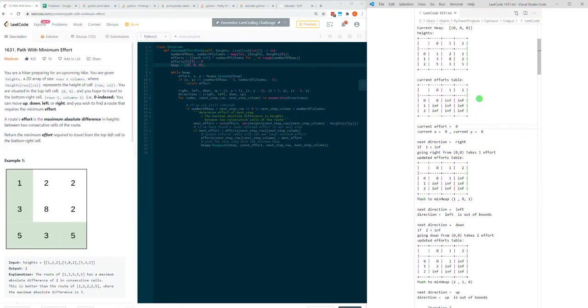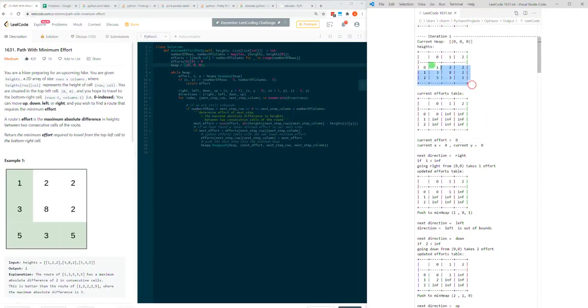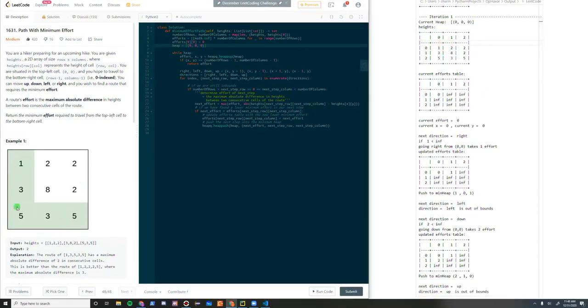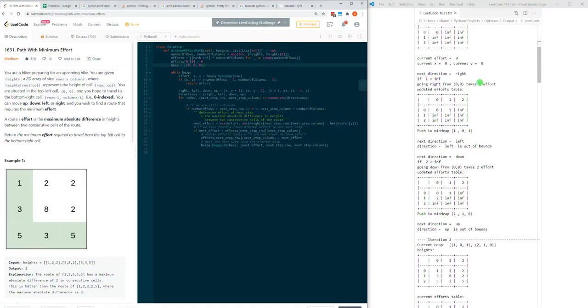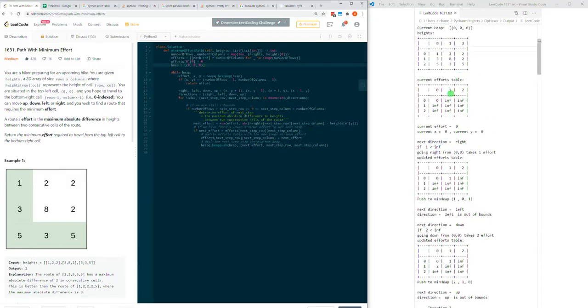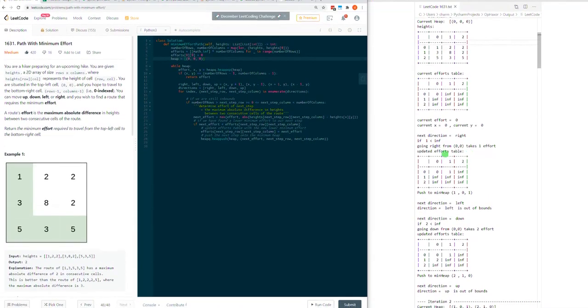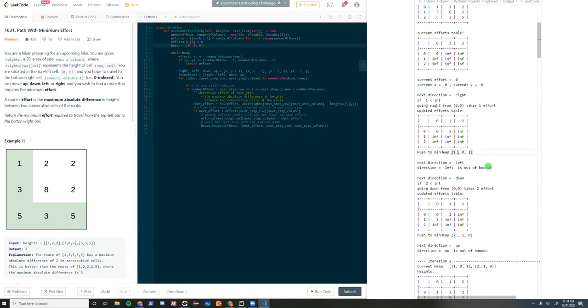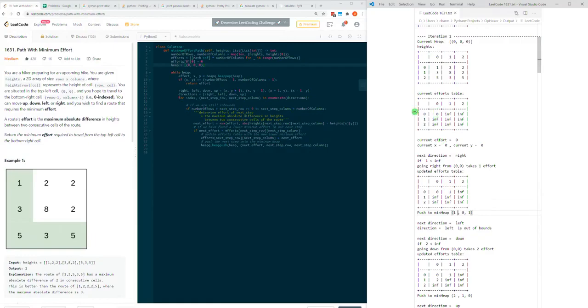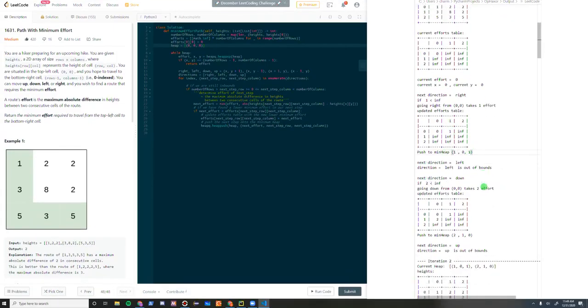And then our current efforts, this is our heights table, which is the same as this. If we go in the next direction, right, that's going to take an effort of 1. We can see that here. It takes an effort of 1, so we fill that in, we update the efforts table, and we push 1, 0, 1 to the min heap, which is the effort to go from 0, 0 to 0, 1. Then our next direction, if we go left, that's going to push us out of bounds, so we don't even consider that.